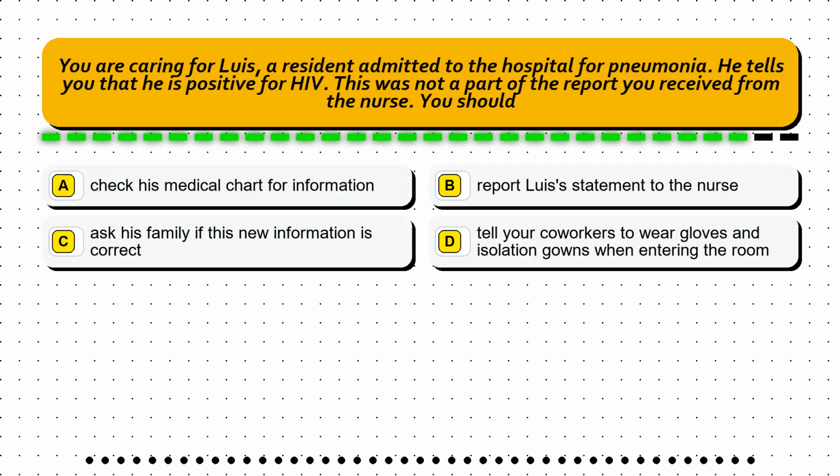Question 1. You are caring for Luis, a resident admitted to the hospital for pneumonia. He tells you that he is positive for HIV. This was not a part of the report you received from the nurse. You should: Option A. Check his medical chart for information. Option B. Report Luis's statement to the nurse. Option C. Ask his family if this new information is correct. Option D. Tell your co-workers to wear gloves and isolation gowns when entering the room.